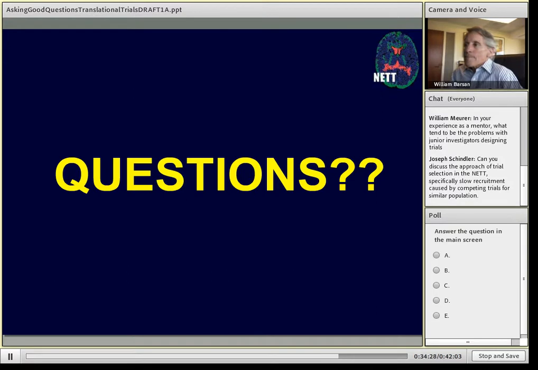Okay. So asked to discuss the approach of trial selection in the net, specifically slow recruitment. Well, that's a good question. So the trial selection, there are really two separate issues. One is what do you do with slow recruitment? The other is how do you select trials?